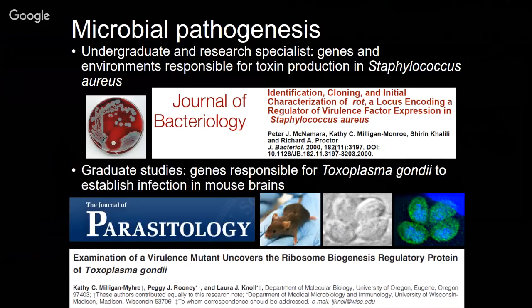And then as a graduate student, I switched over to Toxoplasma gondii. This is an obligate intracellular parasite. And so here you can see the parasites, and they're inside of a host cell. And here we've stained them with pretty colors. And we injected mice with these, and then determined which genes were necessary for the parasite to make it from the site of infection to the brain to establish chronic infections or to affect acute infections. And I did that at the University of Wisconsin, Madison, under Laura Knoll for my PhD thesis.